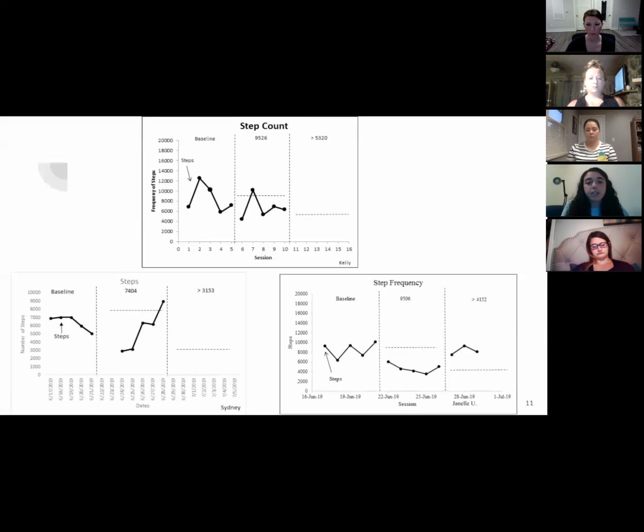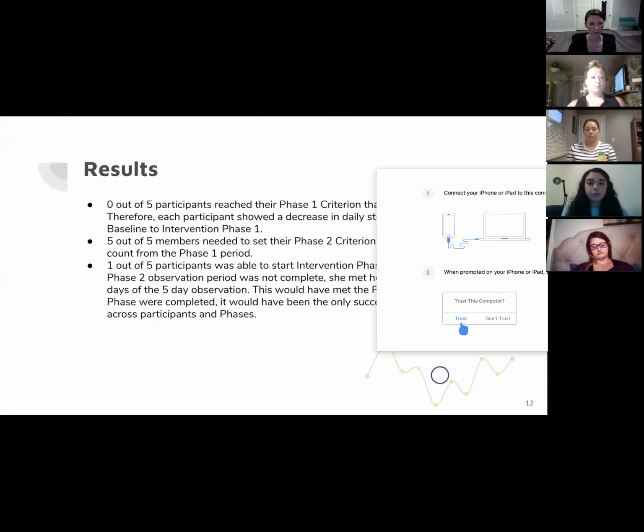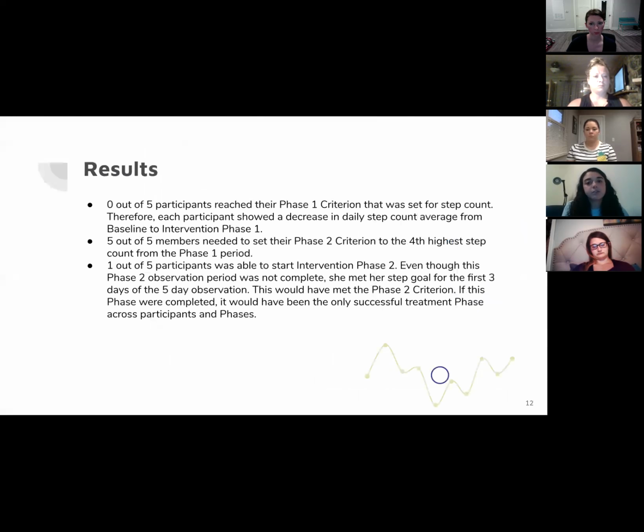So now that we've looked at the participants' data individually, let's look at the results of the study as a whole. After analyzing all the individual data, we are now able to discuss the results of the study. As Jade mentioned earlier in his presentation, the original study showed that this treatment was effective for 5 out of 6 participants, meaning they increased their daily step goal count.